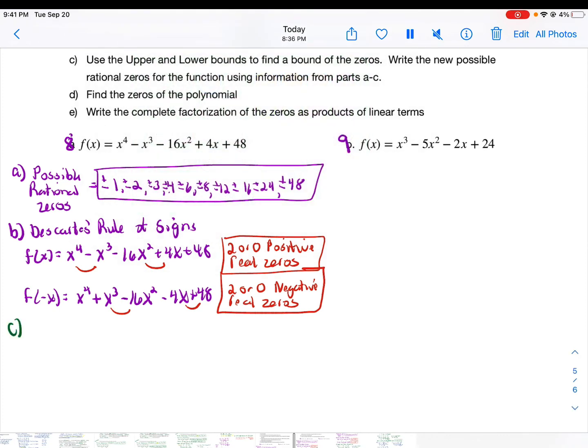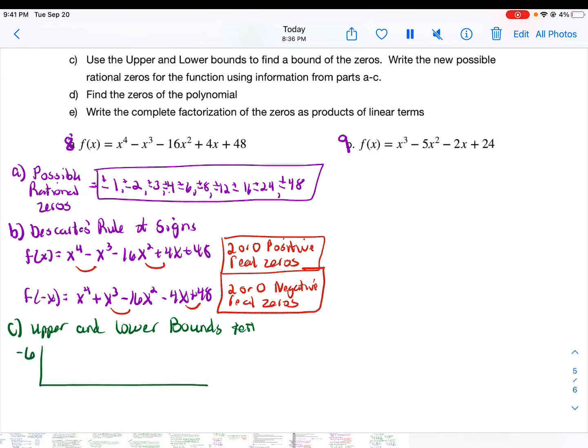So let's try our upper and lower bounds, and we're going to see if we can find upper and lower bounds. Here I got kind of 2 numbers in the middle, 6 or 8. I could pick whichever one. I'm going to try 6 first, because that way I can eliminate more zeros if it works. But if it doesn't, I would try the 8s.